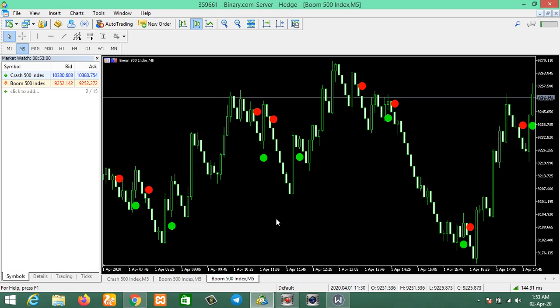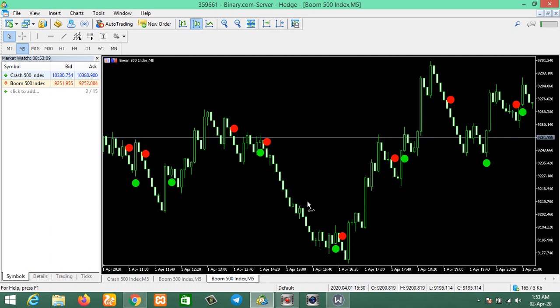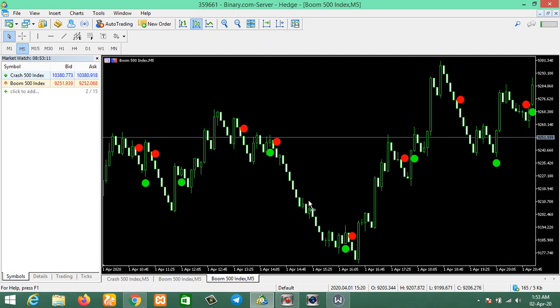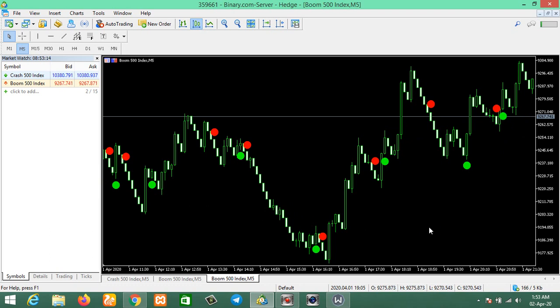Now here, you also have to wait for some time to see the clear indication before you enter. Once you enter, you can stay there for a long time. You can stay until the second color comes out before you stay out of the market.